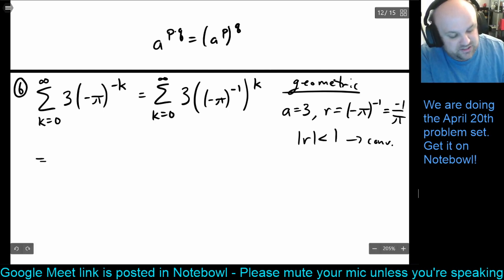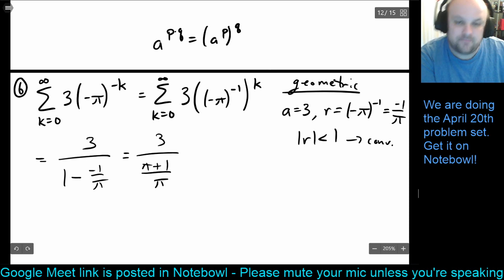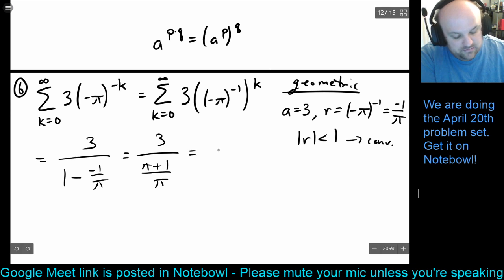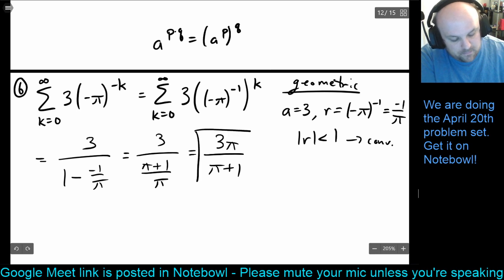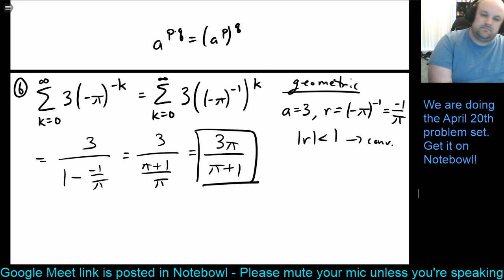And so it converges to a over 1 minus r. A is 3, over 1 minus r, so 1 minus 1 over pi. If you want to simplify this, the bottom would be pi plus 1 over pi, if you want to combine these two together. And then at the end of the day, this is 3 pi over pi plus 1. Nice quick geometric series there. Any question about that one?